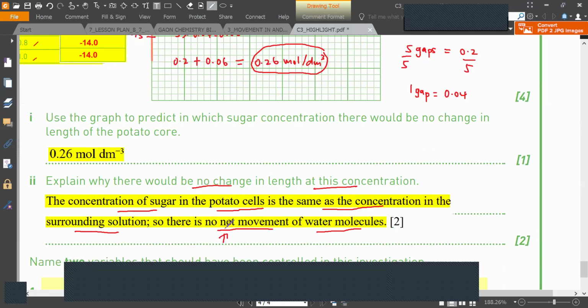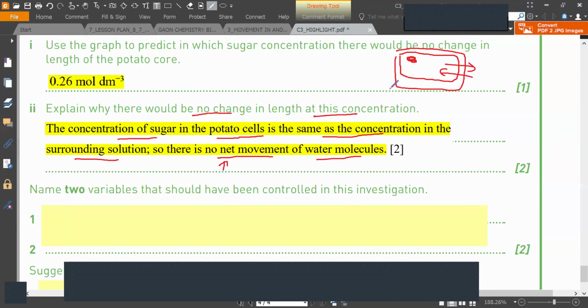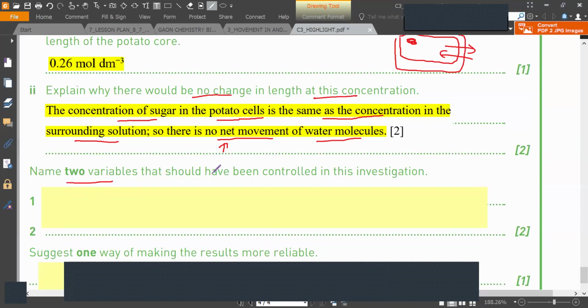Okay, so as I mentioned just now, this no net movement is telling us there is still movement. It's just that inside and outside is the same amount. So that means there's no net movement. Okay, name the two variables that should have been controlled in this investigation.